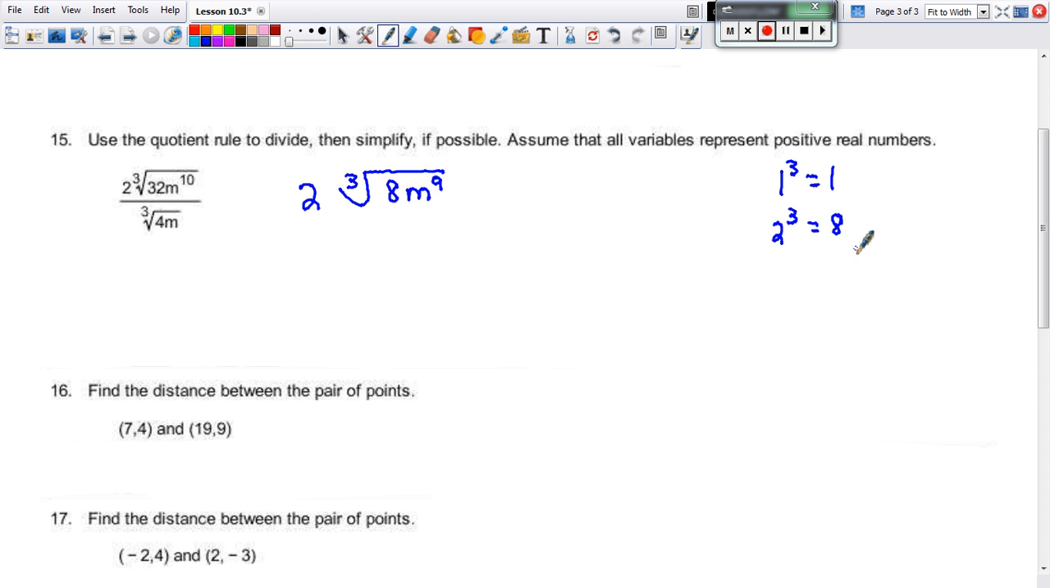So 8 is a perfect cube, and the answer to it is what's in front of your exponent, which is a 2. So I already had the 2 in my original problem, and now I'm going to take the 2 out because the cubed root of 8 is 2. And then for my m, 3 goes into 9 3 times. So my final answer is 4m cubed.